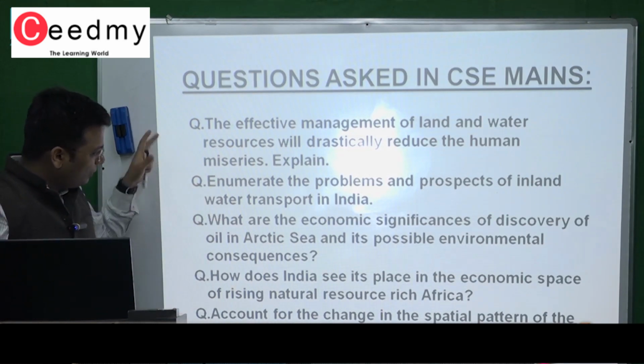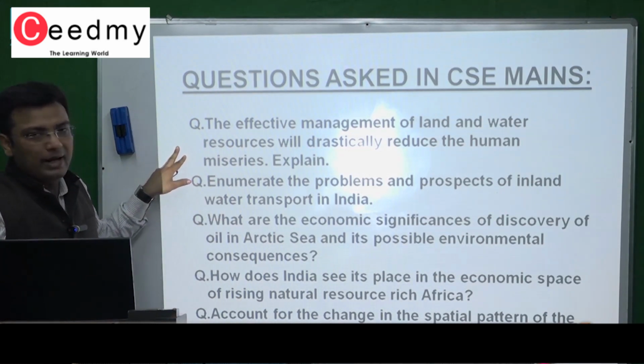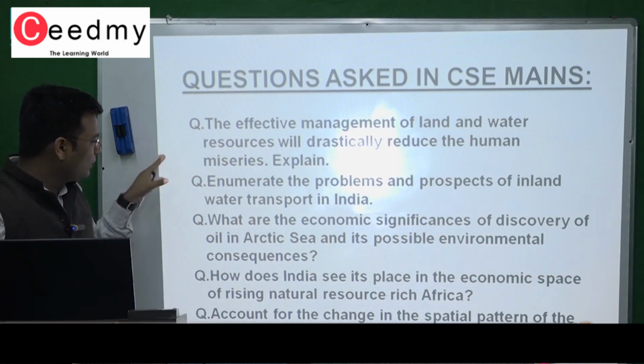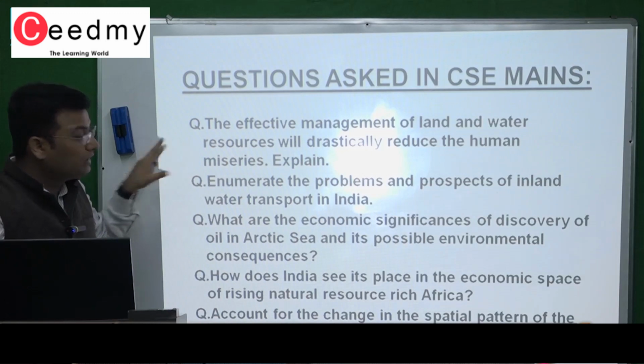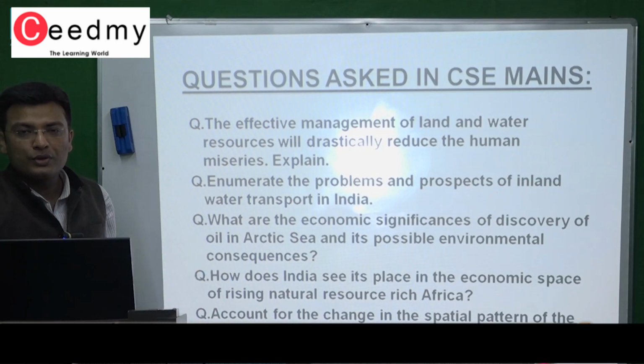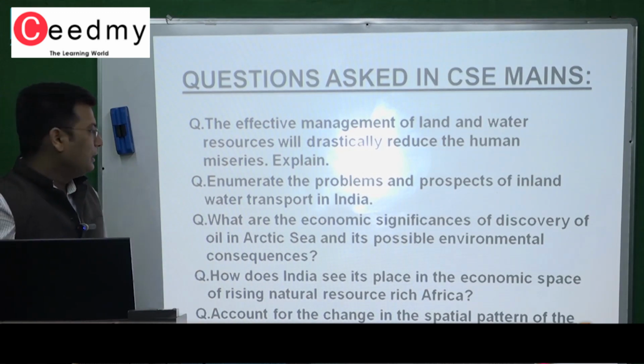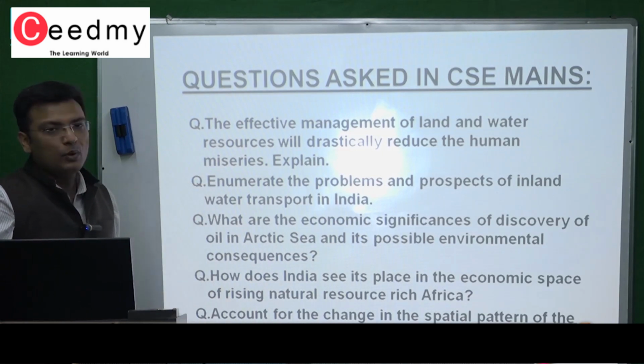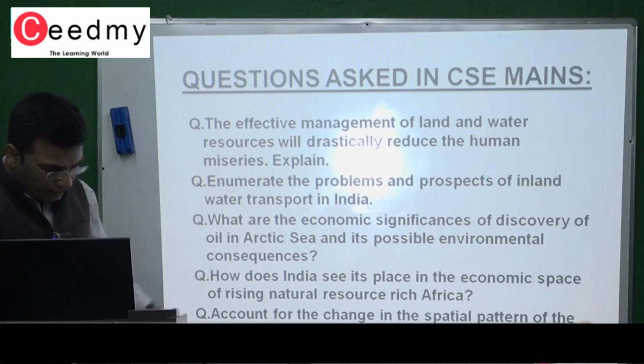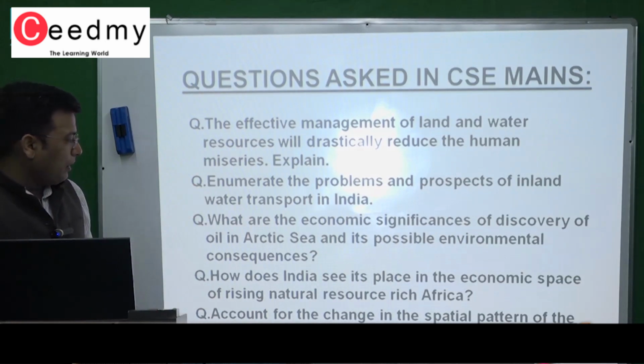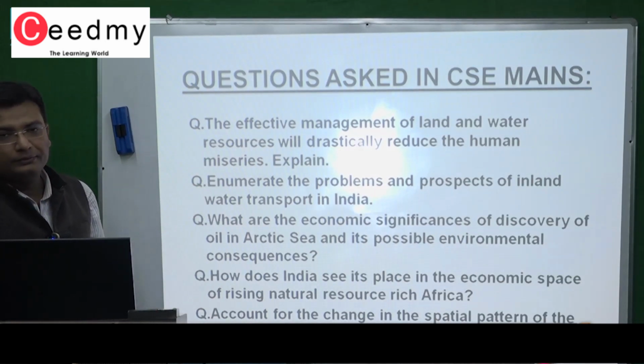If you know the location of land and water resources in different areas, you can easily correlate the physical resources with the social problem, and this will make your answer more relevant and you can fetch more marks. Here, the problem of inland water transport in India.